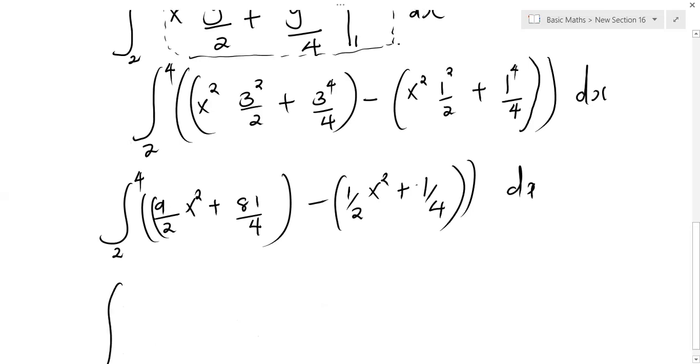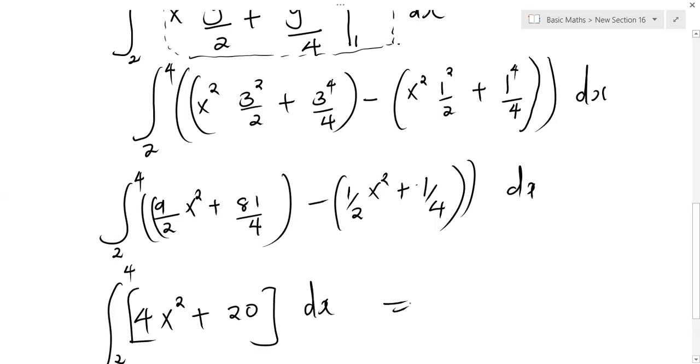Okay, I'm going to open the brackets and evaluate. So I have 9 over 2 x squared minus a half x squared. So that's going to give us 8 over 2, which is just the same as 4x squared. And then 81 over 4 minus 1 over 4, that's going to give us 80 over 4. So that's basically 20. So plus 20. And then all this with respect to dx.